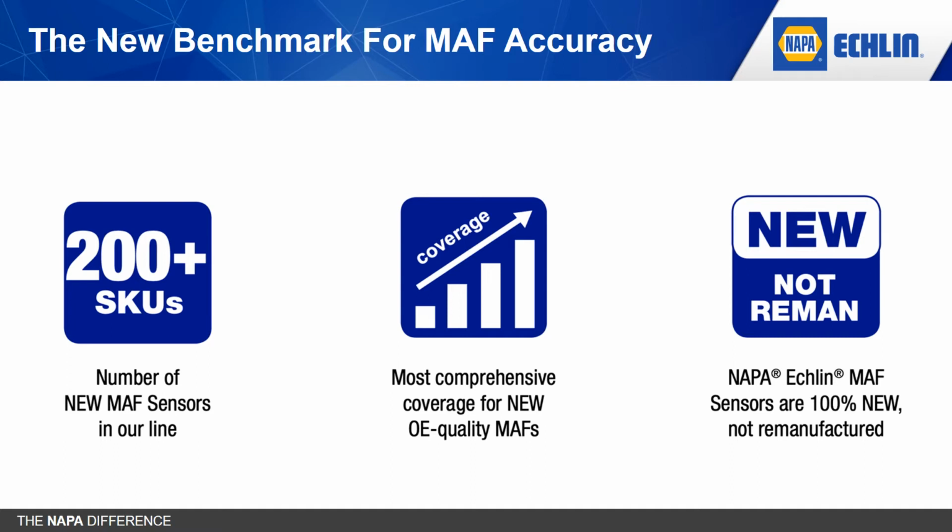Mass airflow sensors are a precision component that measures the amount of airflow entering the intake manifold and must communicate clearly with the engine control module. Competitors' remanufactured mass airflow sensors often contain debris from prior use, which can hinder this communication and cause the vehicle to experience drivability issues. To ensure accurate airflow, precise performance, and a longer service life, NAPA Echlin mass airflow sensors offer a high-quality and 100% new, never remanufactured component.